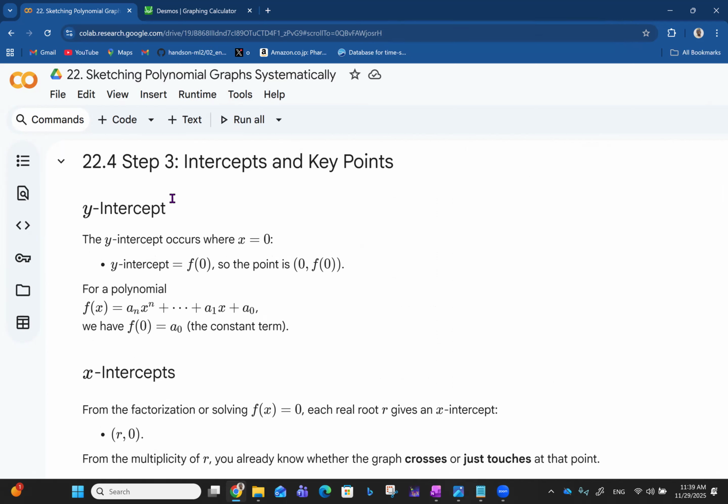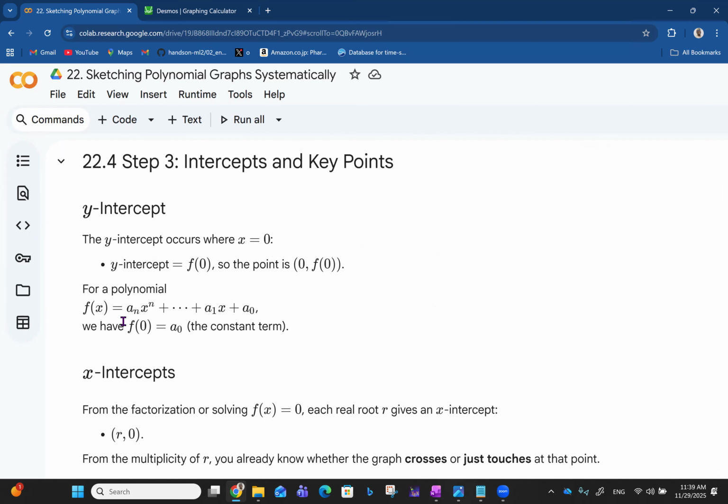So step 3 now: intercepts and some key points. In the last video, we talked about intercepts and turning points. The y-intercept occurs when x is equal to 0, right? So when you have a function, just substitute x equals 0. Whatever you have left is your y-intercept. So the y-intercept is simply f of 0. So the point is 0, comma f of 0.